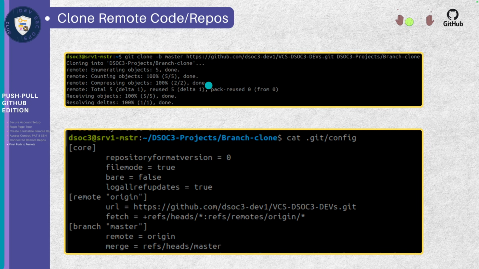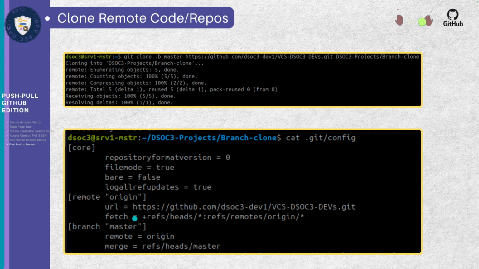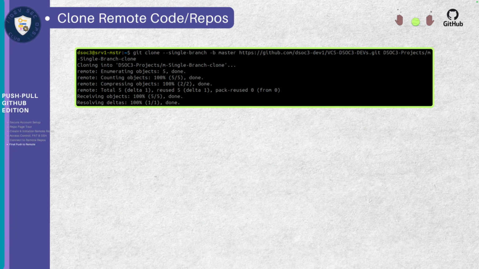So here what I've done, I've said git clone dash b. It means I want to clone from a particular branch, right? Here you could see, and it has been done. Then I just took out this config file, right? And it says core, remote and branch master, remote origin, blah blah blah, so many things, right? URL and fetch.